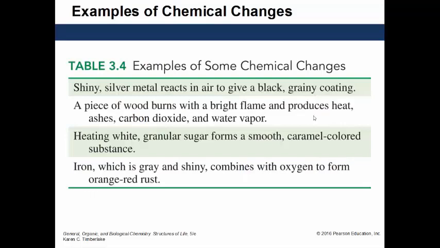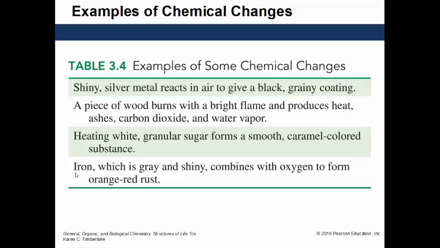Some other common examples for chemical changes. A silver metal is shiny. Once it's exposed to air, will eventually give you a black grainy coating as silver starts to tarnish. And is chemically something different. And you can't undo that. Burning a piece of wood or burning anything makes a new compound, makes new material. So that is a chemical change. You can't unburn something.